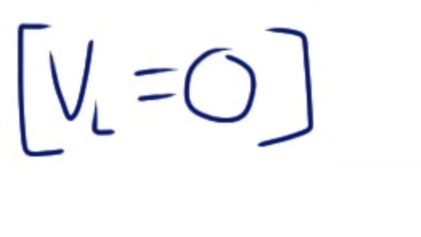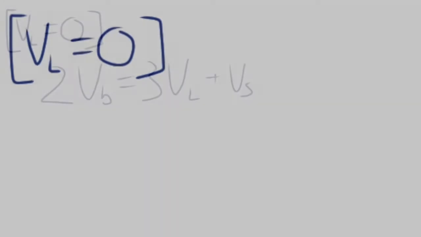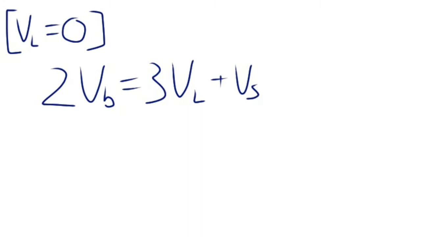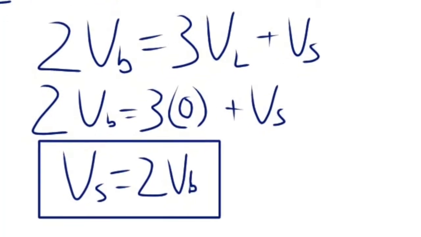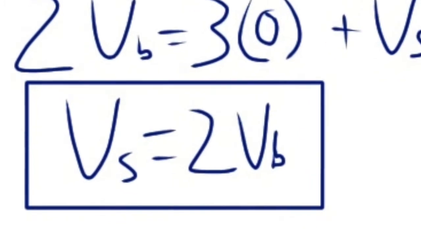Alright, now for part C, they want us to solve for v sub s using our relationship from part B. And we're going to be solving for v sub s in terms of v sub b. Also, in part C, they tell us that v sub l is equal to 0. So we start with our initial equation of 2v sub b is equal to 3v sub l plus v sub s. We plug in v sub l is equal to 0, and you'll finally get v sub s is equal to 2v sub b.